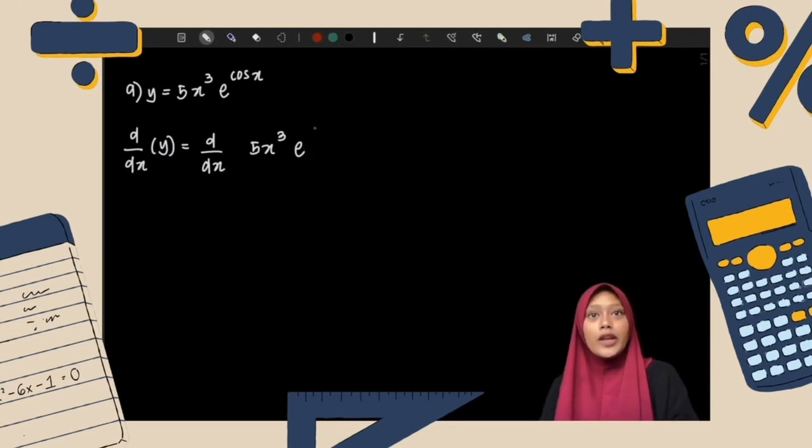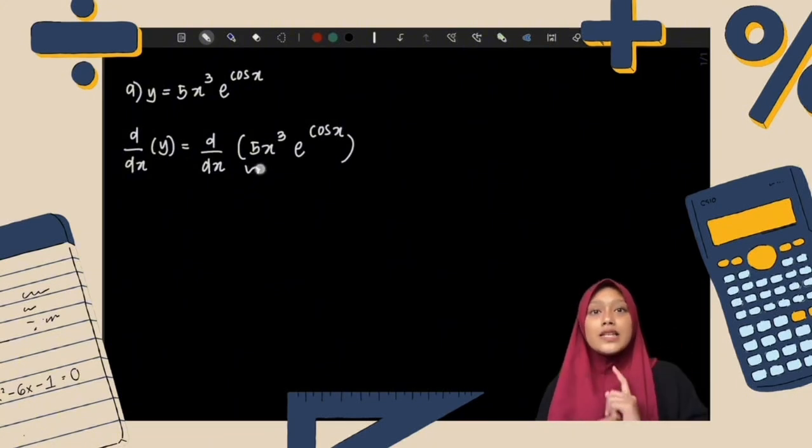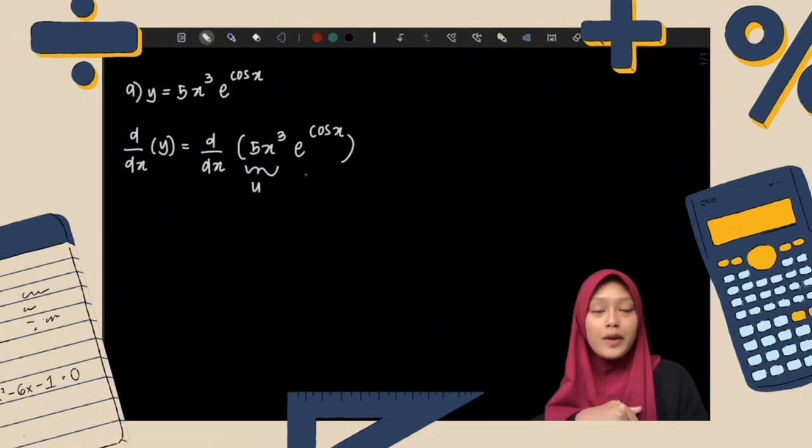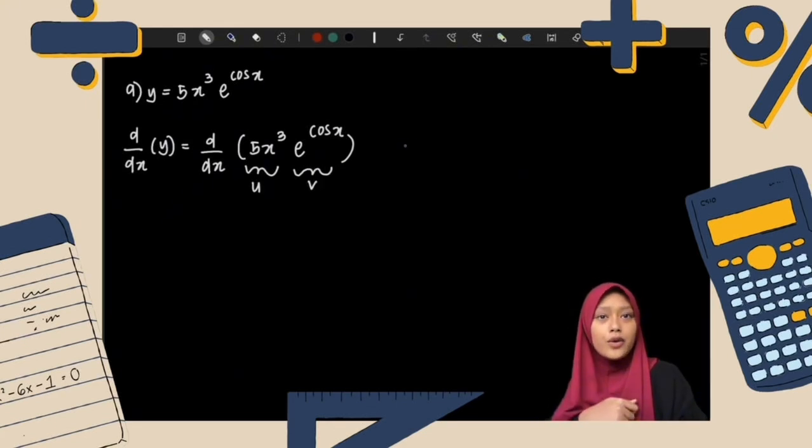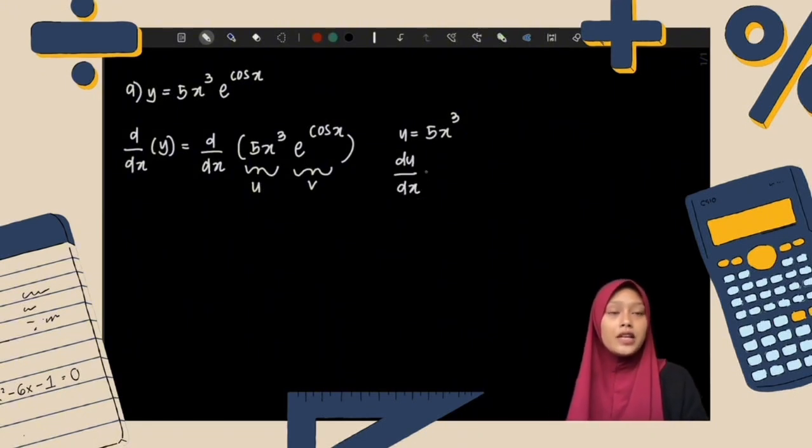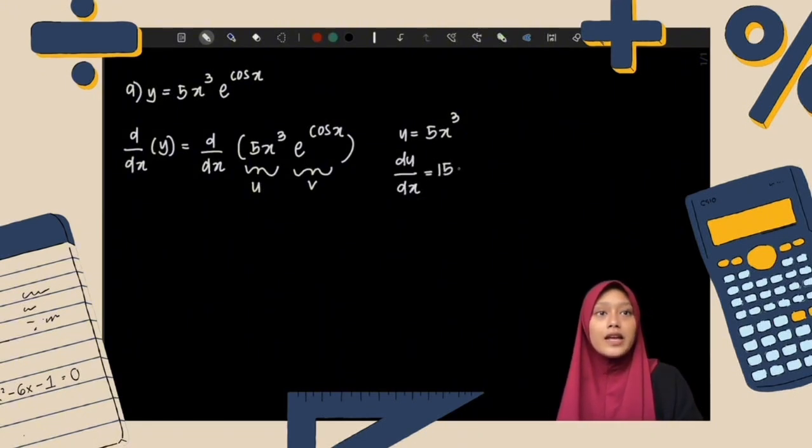So, step 1, we need to identify the components u and v. First, let's define the two parts. We set u equal to 5x cubed and we let v equal to e to the power of cos x. Now, we differentiate each part individually. For u, using the power rule, the derivative du over dx is 15x squared.